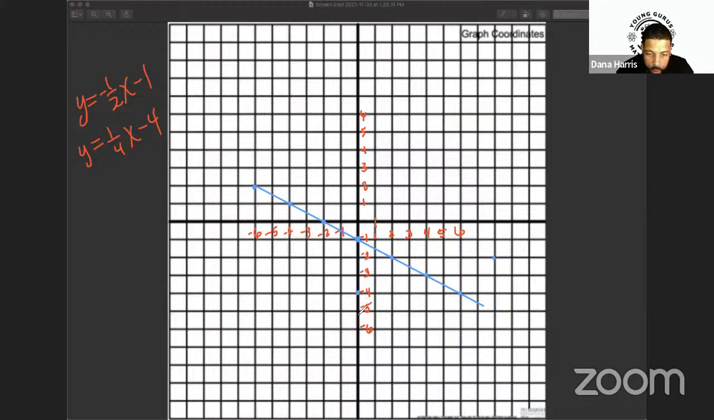Let's go down 1 and to the left, 1, 2, 3, 4. Down 1, 1, 2, 3, 4. And we can connect these. And this one you can see your point of intersection much simpler because we have an actual coordinate plane on here. So my point of intersection is this point right here.